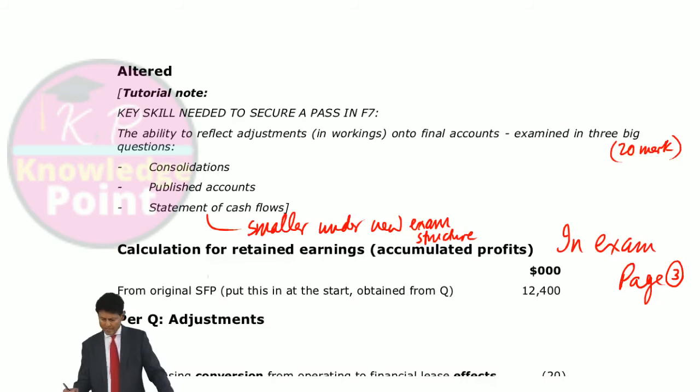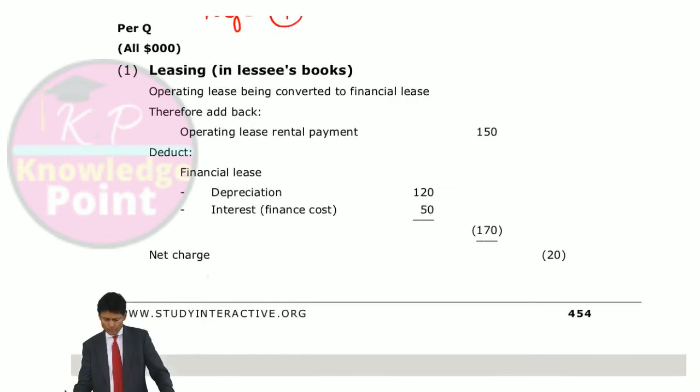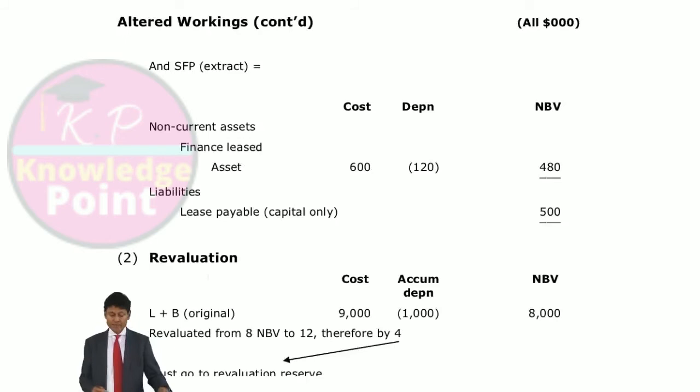454. Right, now let's see where we are. Say about page 4. Leasing, I was saying to you, if you turn to page 454, the operating lease rental payment is 150, but we should have charged 170. So what do we do? We charge another 20 to the P&L. And if you're doing your SFB extracts, obviously, the finance leased asset of 600, you take away depreciation of 120, and so the net book value is 480. And of course, you see there at the end of paragraph one, 500 is what goes to the SFB.